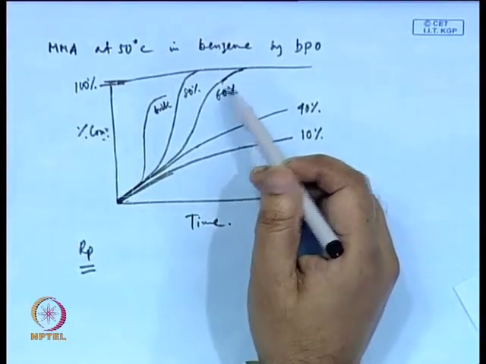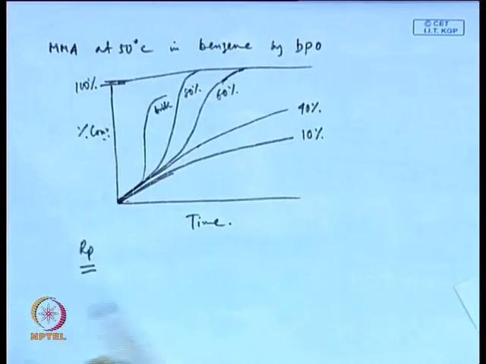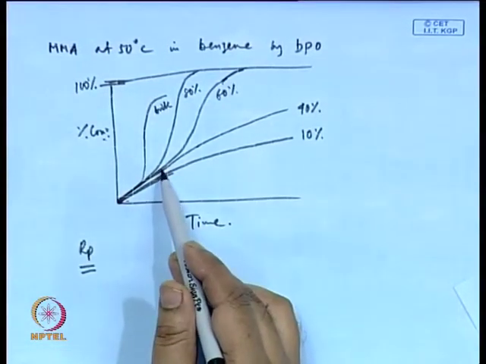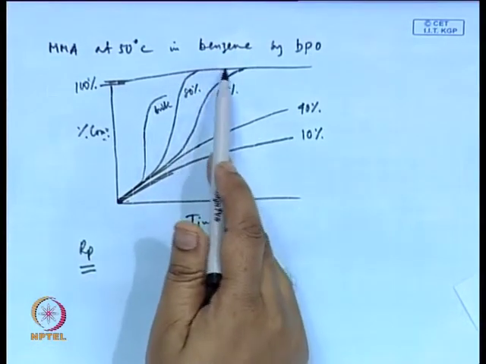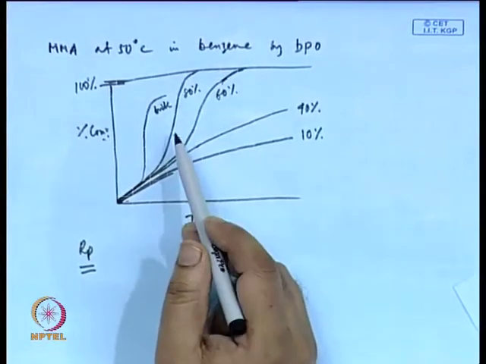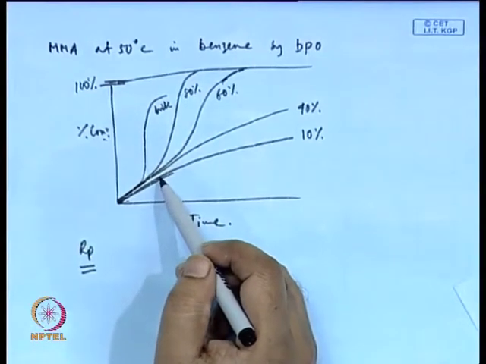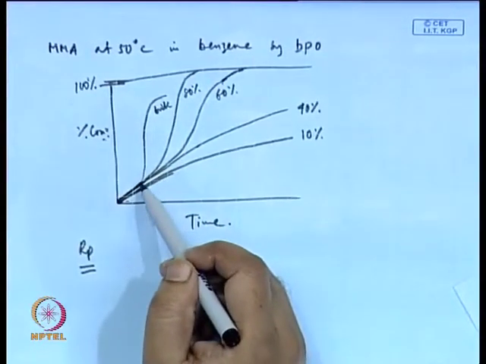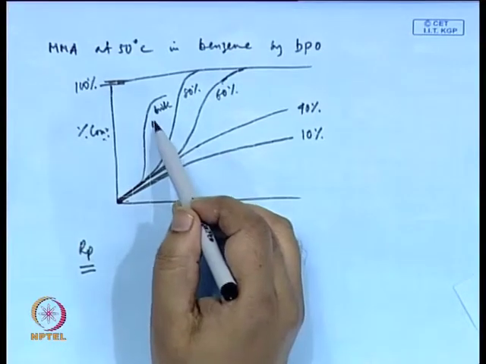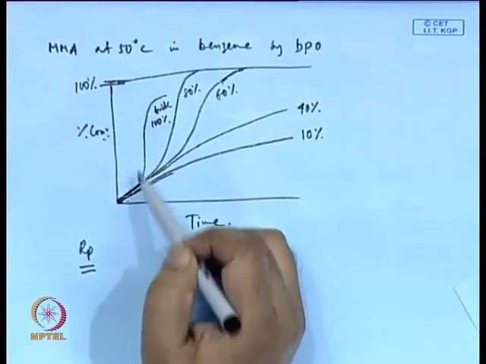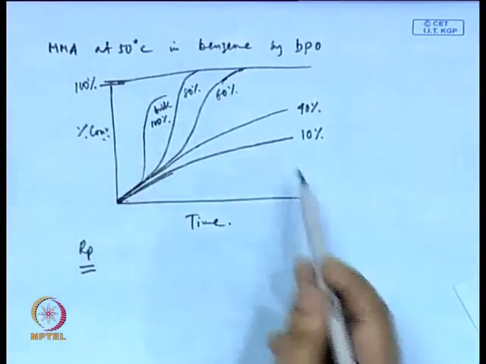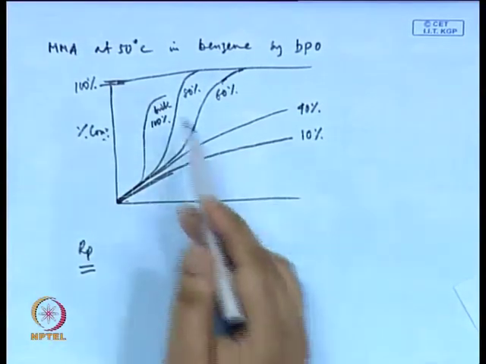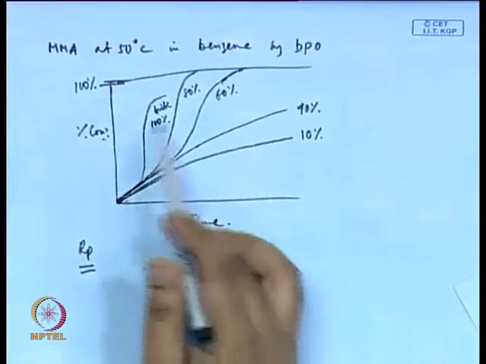If it is even higher, the viscosity of the medium becomes very high even at low conversion, at lower time. At 80%, the gel effect initiates at a much lower conversion, at lower time, and even bulk, which is 100% monomer, it happens even before that. Okay. So, you now understand this concept.